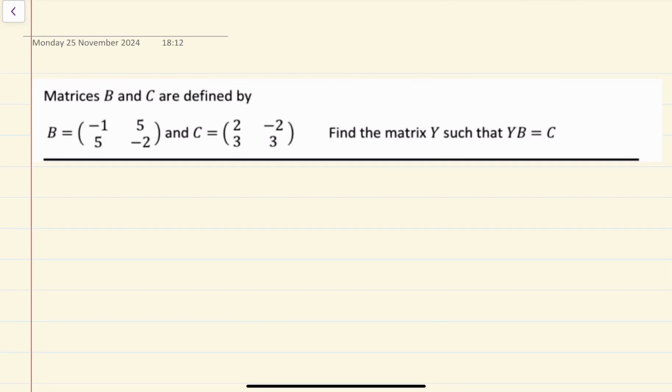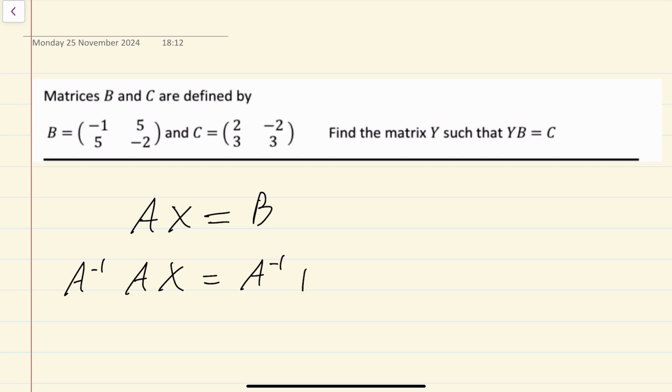We're going to look at this video on solving a matrix equation, and it's a little bit unusual. First of all, I'm going to show you what a typical matrix equation would be like. Normally you would have to find a matrix X such that AX equals B. How you go about this is you find the inverse of A, and you put the inverse of A in front on the left hand side. So you put the inverse of A in front on the right hand side as well.